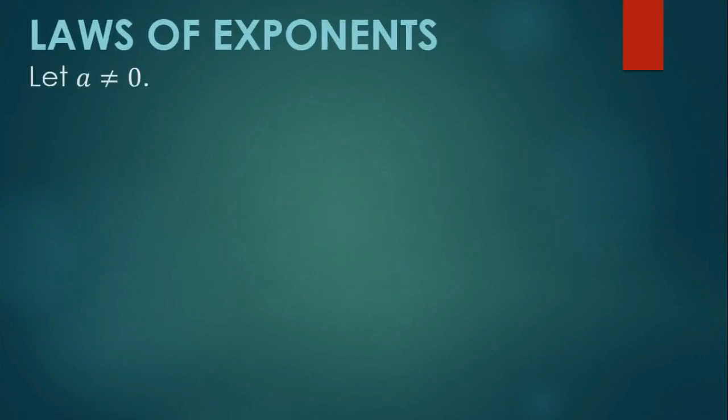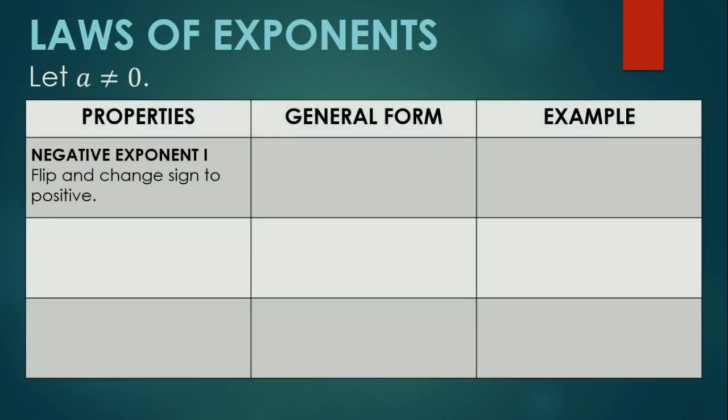Let a be not equal to 0. So, we have this law, negative exponent 1, flip and change sign to positive. So, the formula is a raised to negative n. Kapag nakita mo na yung exponent niya ay negative, we can bring it down at ang may iwan sa numerator ay yung 1 na katabi ni a raised to negative n. Formula ay a raised to negative n is equal to 1 all over a raised to n. Naging positive na yung kanyang exponent. Example, x raised to negative 3 is equal to 1 all over x cubed.